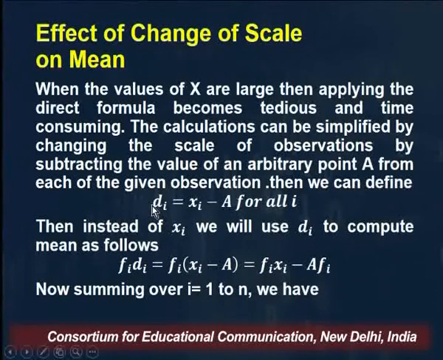The arithmetic mean of di will be 1 by capital N summation fi di. Let us try to find what summation fi di is. So this is di. Di is equal to xi minus A. I multiply fi on both sides. Then fi di will be equal to fi into xi minus A. I open the bracket, then I take the product. So this will be equal to fi xi minus capital A times fi. Now I have this fi di for all i. What we have to do is sum this fi di over i equal to 1 to n.